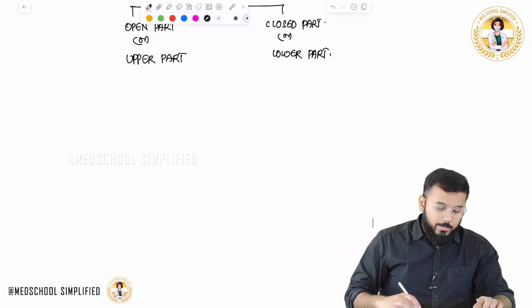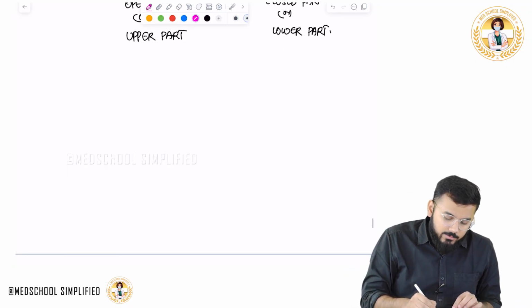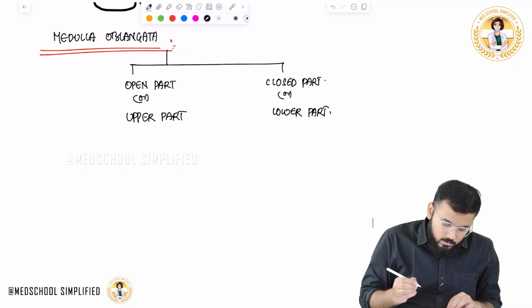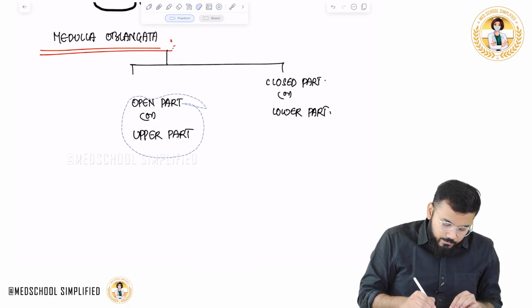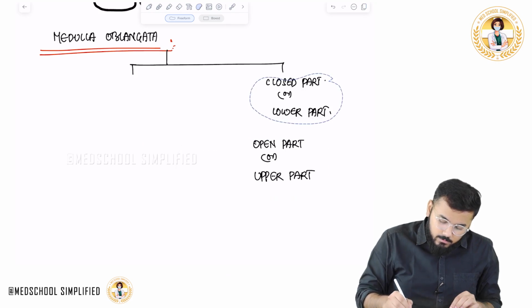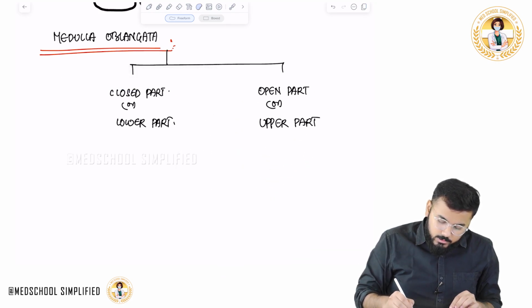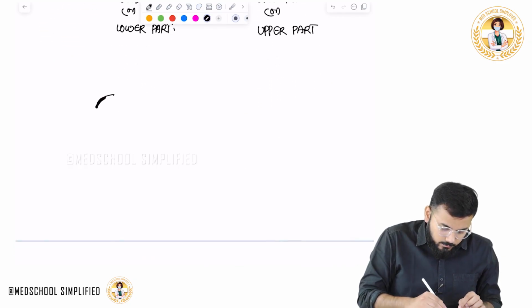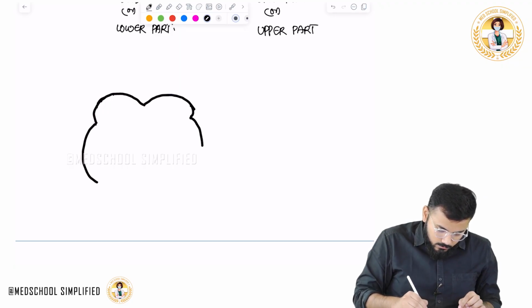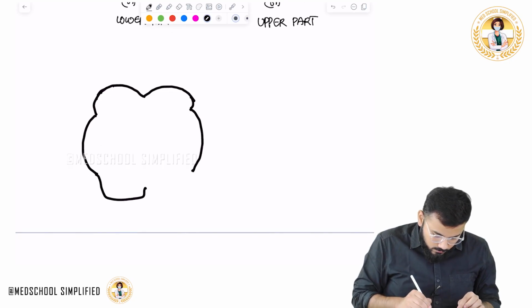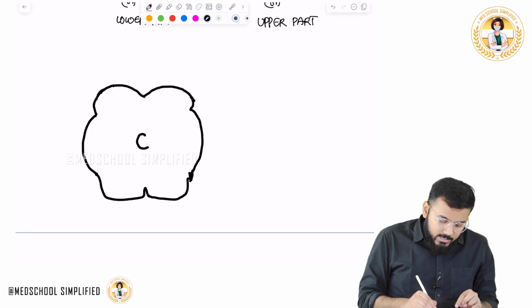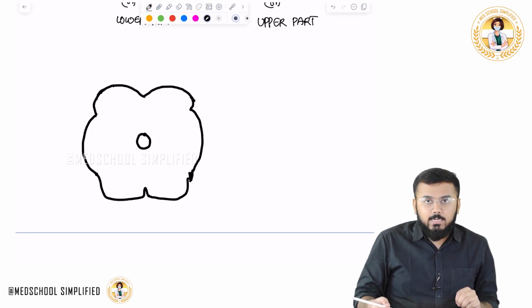Now, when it comes to the open part, first what we shall do is discuss the closed part. Okay, in the closed part, this is how the picture goes. So let me put this part over here. Yeah, this is closed and this is open. So first let us discuss the closed part. This is the closed part. Now the closed part has a central canal, I told you, right? It has a central canal.